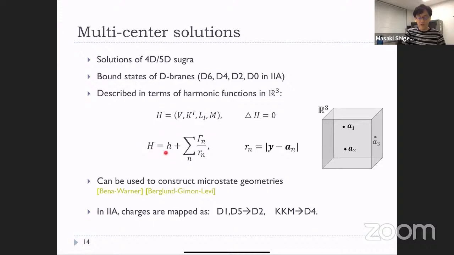So H has a constant term, and you also have many 1 over r poles, where this r_n is |y - a_n|. So y is the coordinates for R3. Then you have some points like this, where this H diverges. It has a pole. And this can be used to construct microstate geometries, and that's what we have been doing for decades. And in here, we are mapping the D-brane charges of the Lunin-Mathur geometries like this. So D1, D5 becomes D2, and KK monopole is D4. Sorry for this. Maybe this is actually easier. This is to avoid confusion.